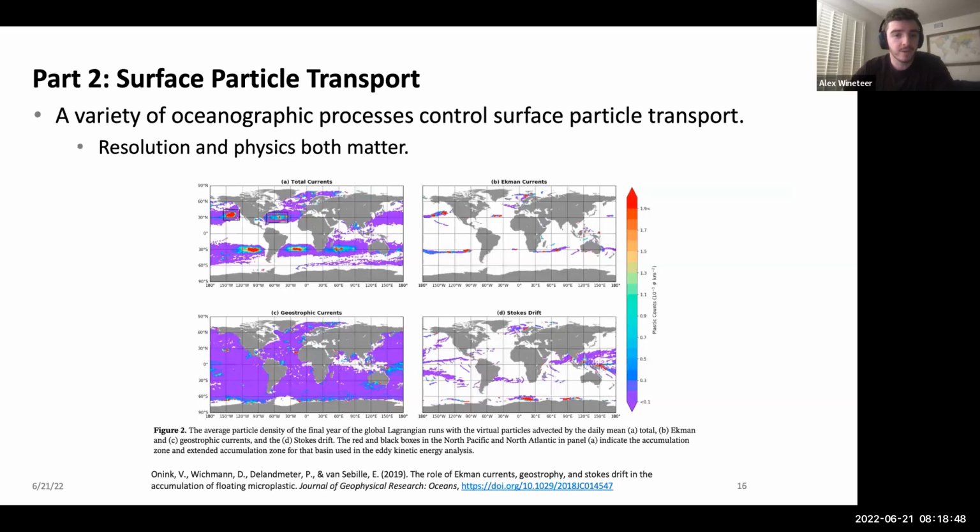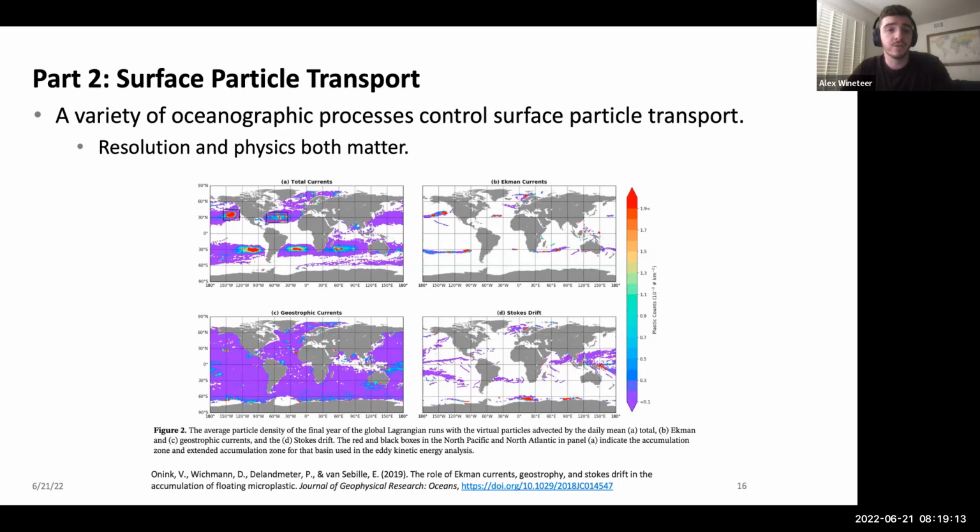Okay, so the second part of this presentation, I wanted to go through some particle transport work that I've done in the past, looking at some of the different processes that go into controlling particle transport, and then also looking at how we might be able to measure or estimate particle transport based on spaceborne Doppler scatterometry or Odysea measurements.